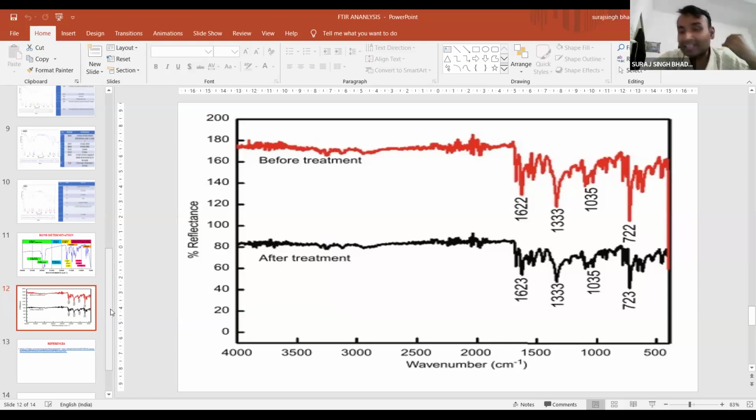See, this picture is very, very simple. Before treatment, you can see one line, a red line with some intensity. After treatment, a black line. This is just a color difference, nothing more. But you can focus on that particular intensity at that particular wavelength to determine these functional groups. So how it varies before treatment and after treatment.